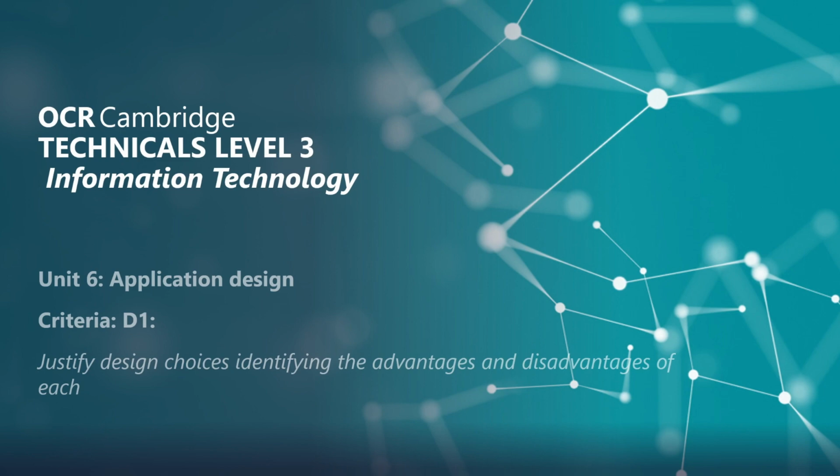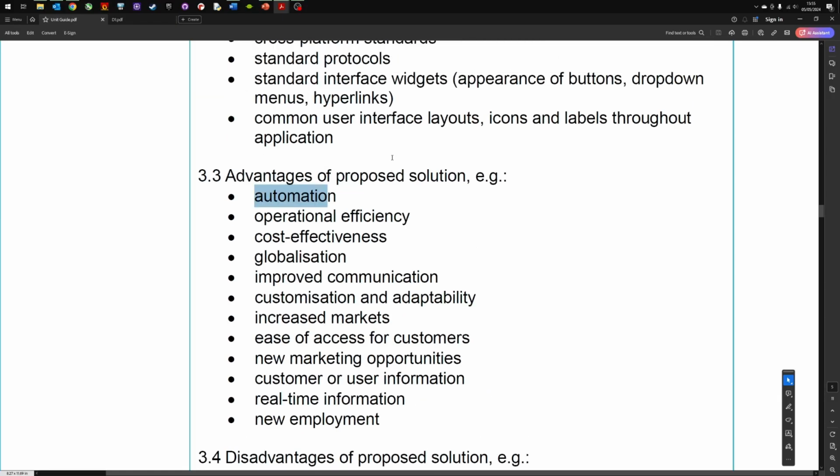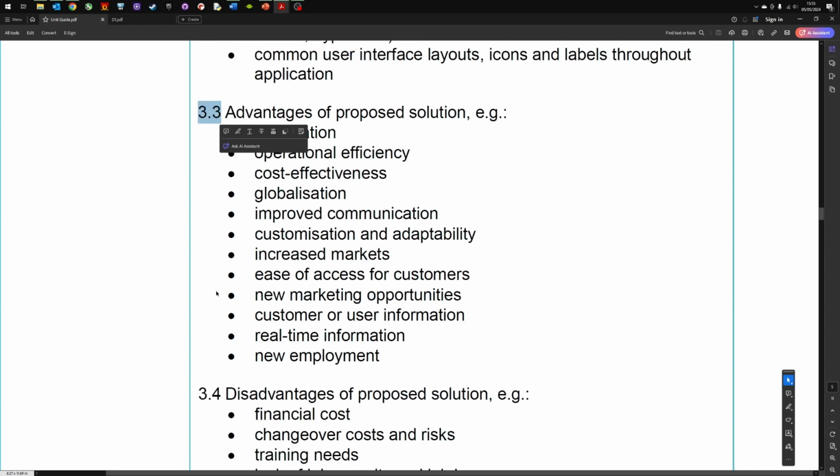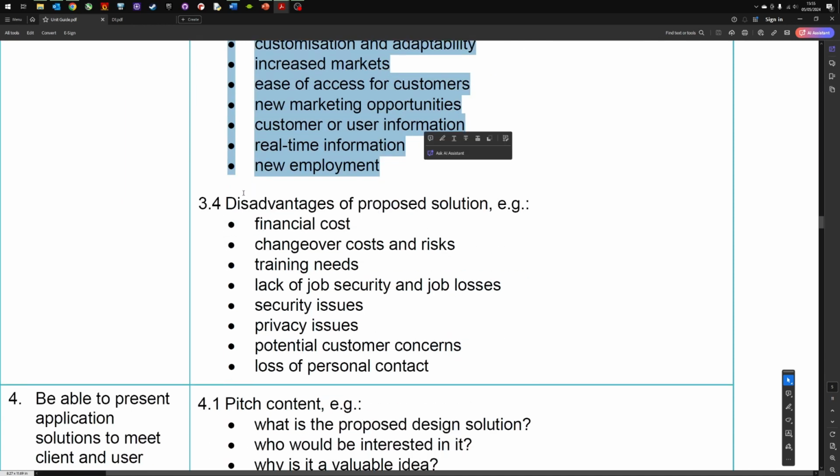So we'll have a look at the syllabus and what content is involved, and then we'll look at some candidate's work. So this is page 5 in the syllabus, and you're looking for 3.3 and 3.4, and it gives you a list of the advantages of the proposed solution. It lists them all there, and then it gives you a list of disadvantages.